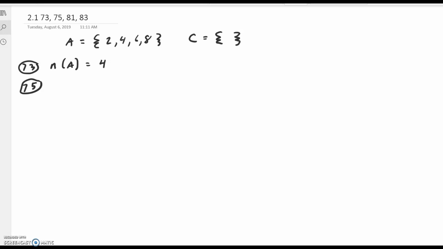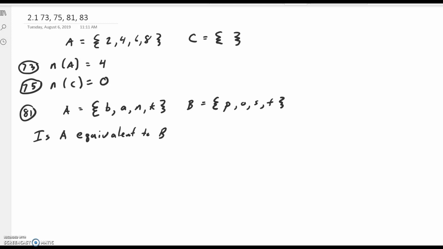Problem 75 asks us to list the number of elements in C. Well, we count how many things are inside C, and we find out that there is absolutely nothing inside C. Notice I'm not saying 0 is inside C. If 0 was inside C, if there was a number 0, then this would be a 1. 75 would have an answer of 1 because there would be one element. So the number of elements in the empty set is 0. There's nothing in there at all.